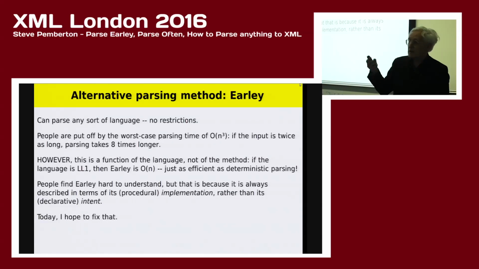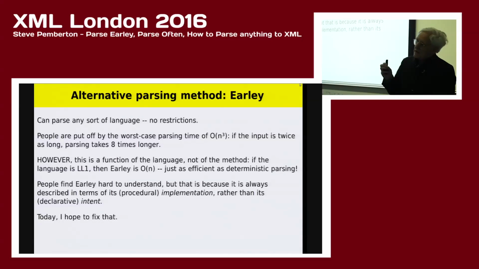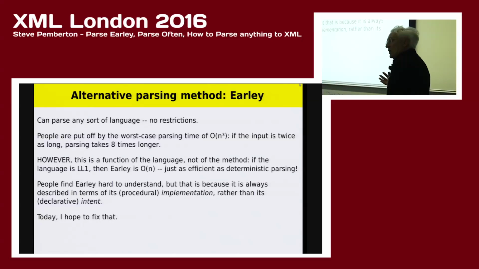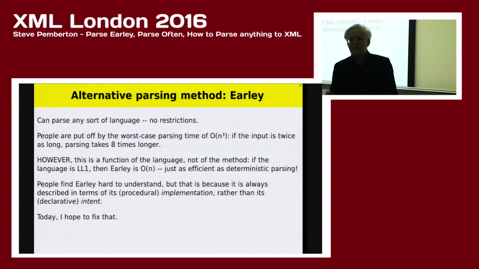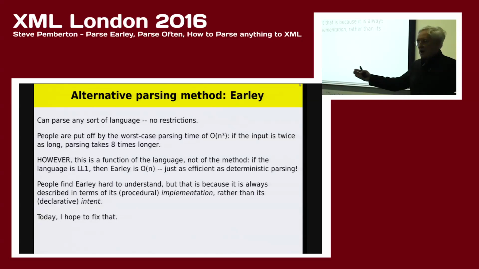It's classical. I mean, it's very, very old, really. It's been around for a long time. And the nice thing about Earley is that it can parse absolutely anything. There are no restrictions as long as it's context-free. The problem is that it's not so popular. And I don't know exactly why, but I suspect that one of the reasons is that its worst case parsing time is order n^3, n cubed, which means that if the input is twice as long, the parsing time is 8 times as long. So that puts a lot of people off.